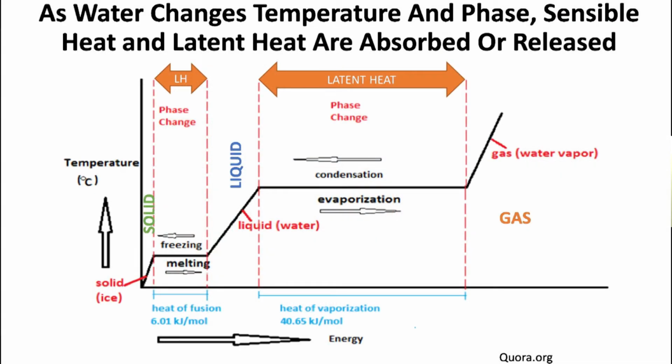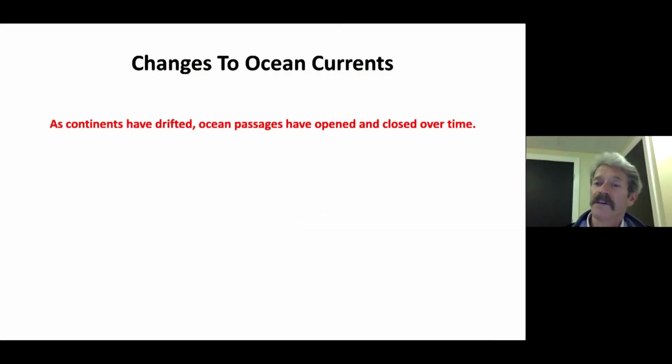Water absorbs or releases latent heat as it undergoes phase changes. This is why water storage and accumulation dominates the climatic cycles of the Earth. The currents of the ocean are the largest energy transport system on the Earth. As the continents have drifted due to tectonic plate motion, oceanic passages between continents have opened or closed.